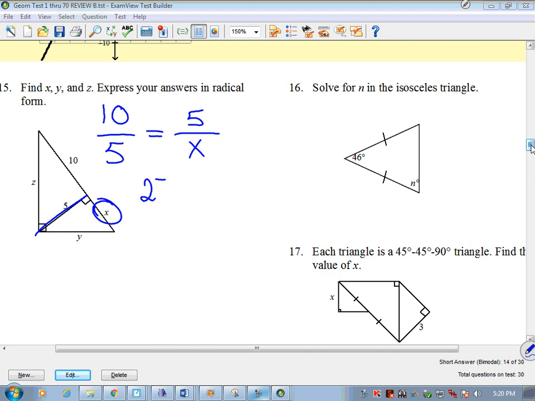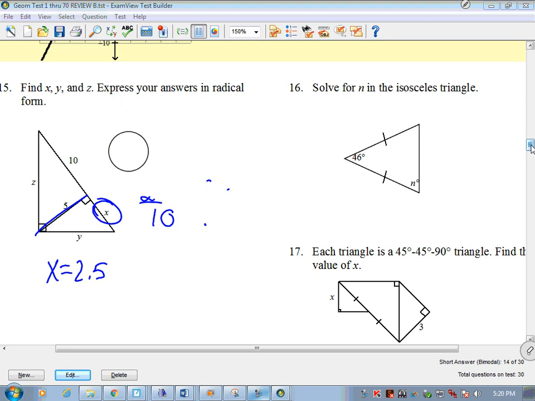So I'm getting 25 equals 10x. I'm going to divide by 10. I'm going to get x equals 2.5. So that's how we're going to find x. Okay, so that's our work for x. We're going to write 2.5 there if you please.